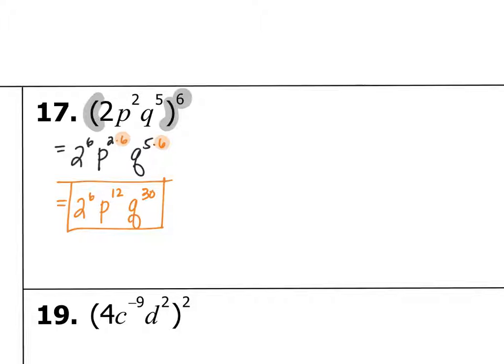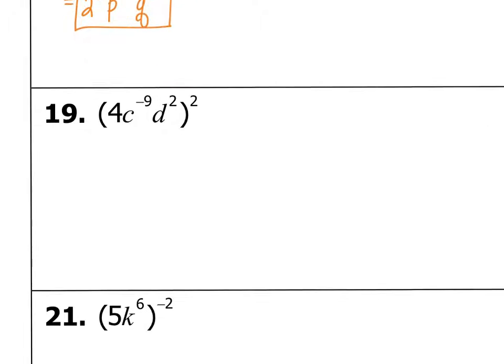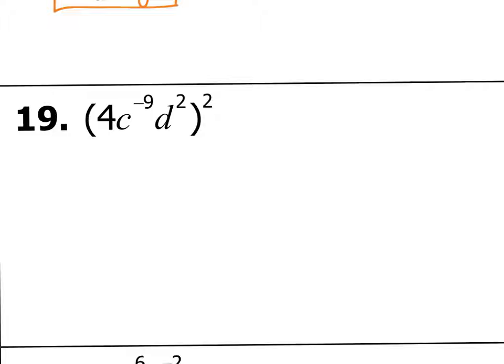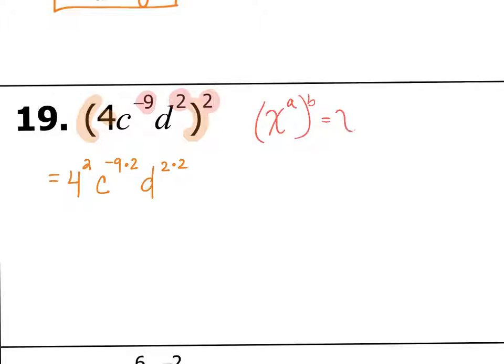Using that same knowledge, let's try number 19. Notice how that square is applying to the parentheses. So that means that 4 is also going to get that square. So that's equal to 4 to the 2nd power, c to the negative 9 times 2, d to the 2 times 2, because we're raising a power to another power and a power to another power. And when one power gets raised to another power, the powers multiply. Keep the base, multiply the exponents. So that leaves us with 16, c to the negative 18, d to the 4th.